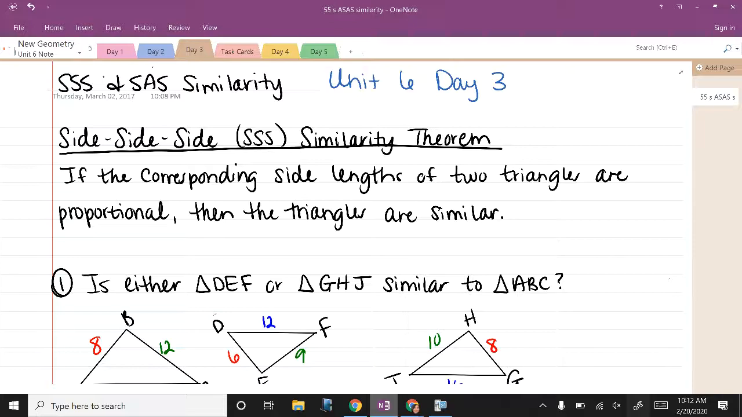Sometimes we had parallel lines. We could use alternate interior angles. So if we could show that two pairs of angles were congruent, we could say that they were similar by angle, angle.